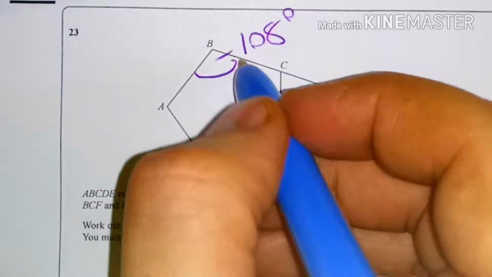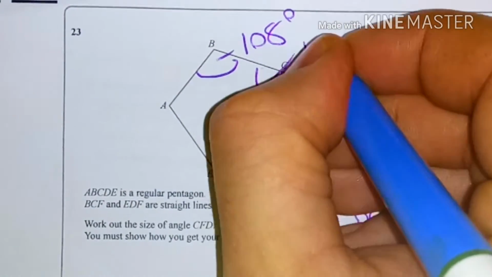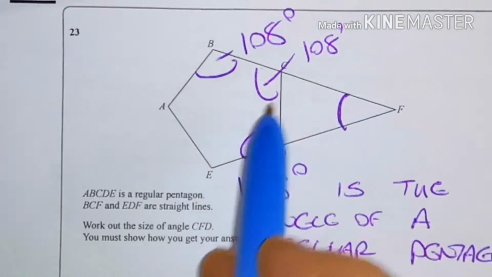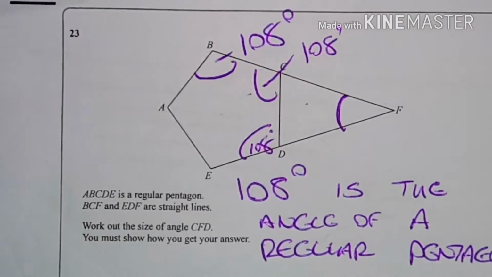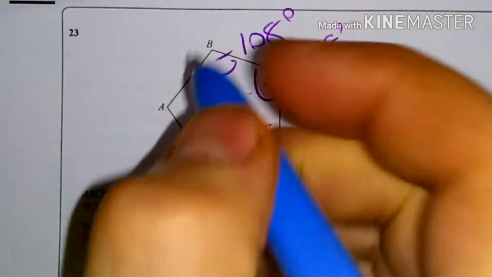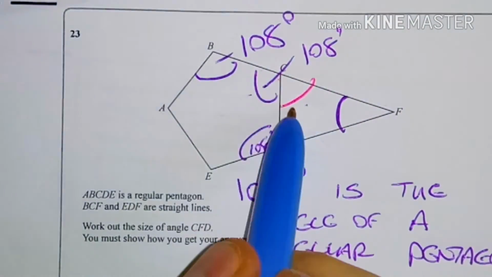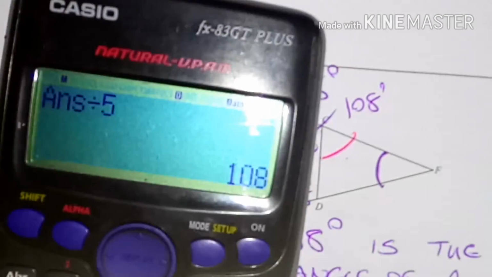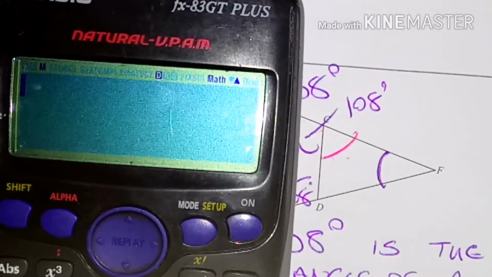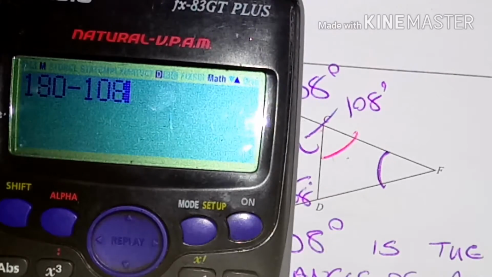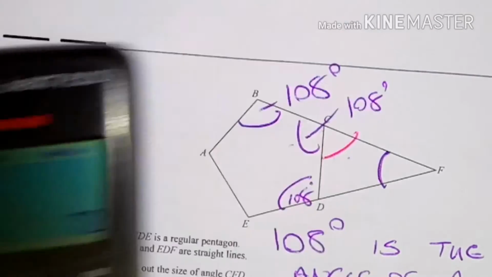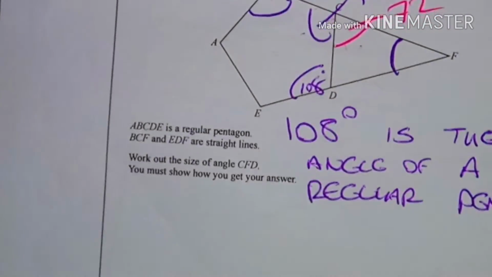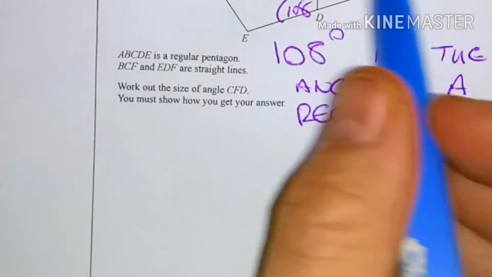So if I know this is 108, oh, it's also 108. Right, so if this is 108, I can work out the angle of the triangle because these two are on a straight line. So 180 minus 108, which is 72. And let's make this a decent name. Let's call this DCF.